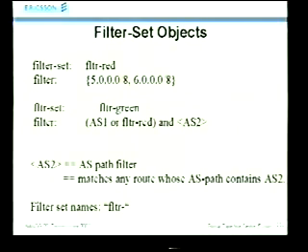Now we look at filter set objects. Here's the filter set, FLTR-red. Here is the filter. Here's another filter set, FLTR-green. And the filter is AS1 or FLTR-red and <AS2>. And this, within the spaceship operator, is the AS path filter. And it matches any route whose AS path contains AS2. Remember, within this spaceship operator, you're talking about an AS path filter.